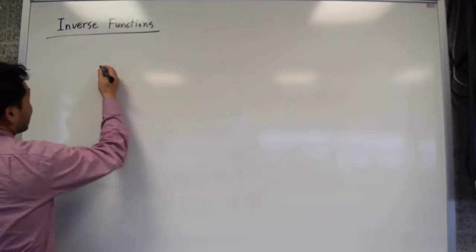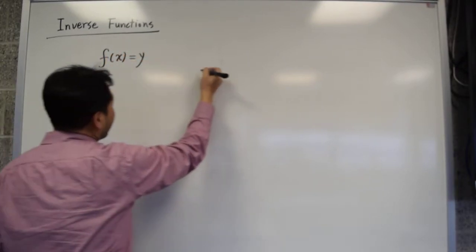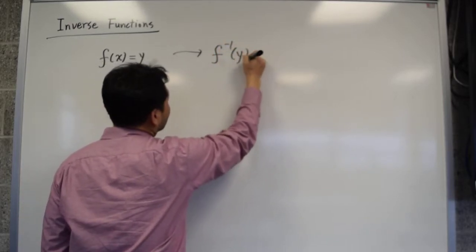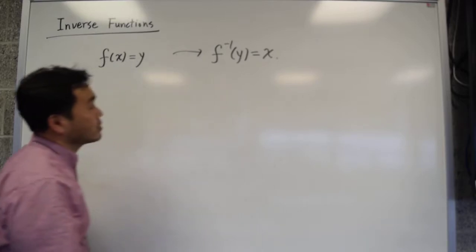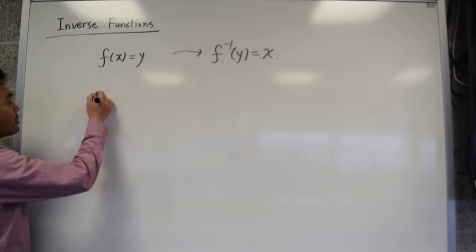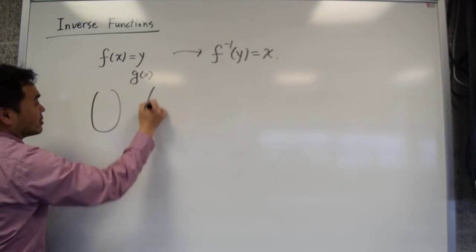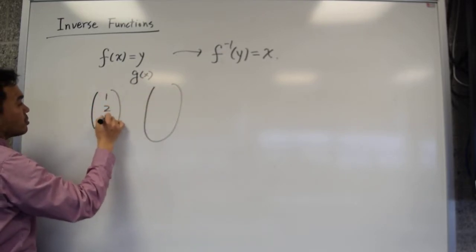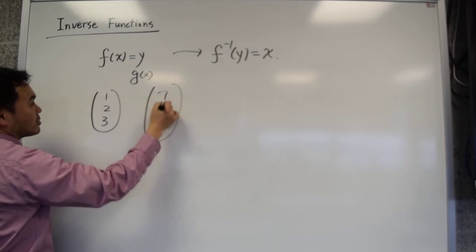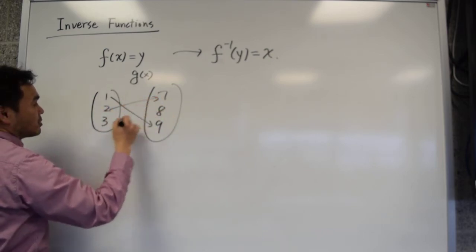An inverse function is obtained from a function by switching the input and output. Okay? So let's say you have a function g of x that sends 1, 2, 3 into, say, 7, 8, 9 in the following way. 1 goes to 9, 2 goes to 7, and 3 goes to 8.